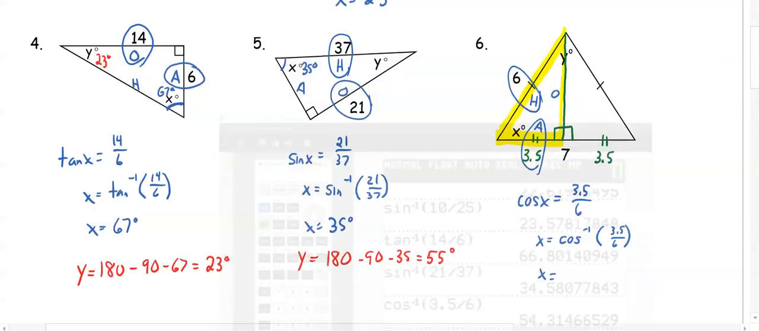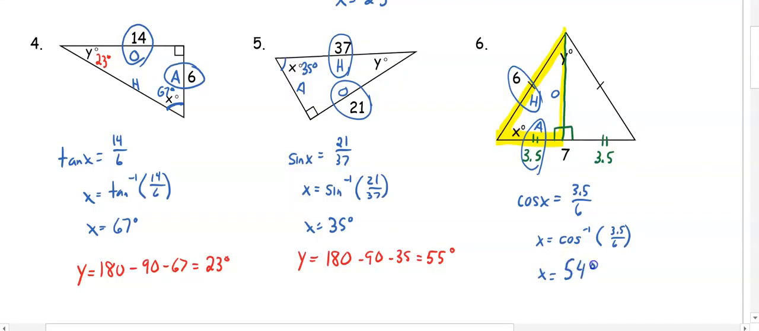So we get 54 degrees. Now, finding y is a little different in this problem because it's an isosceles triangle. If the legs are congruent, the base angles are congruent. So we have two angles that are 54 degrees. So to find y, we would do 180 minus 54 minus 54, and that gets us 72 degrees.